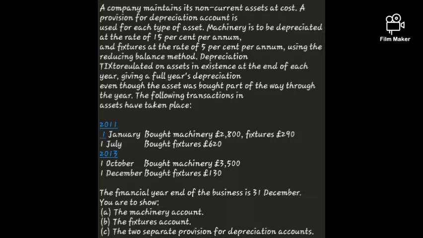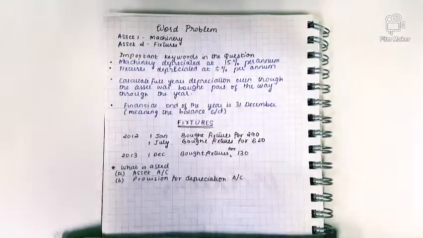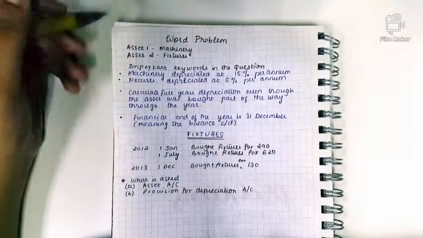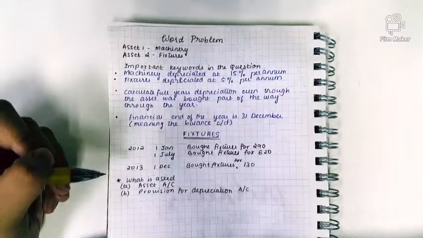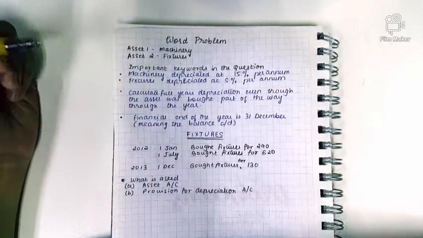You are to show the machinery account and the fixtures account, and the two separate provision for depreciation accounts. So let's start with our word problem question. I just divided all the important points so it's easier for you to understand.